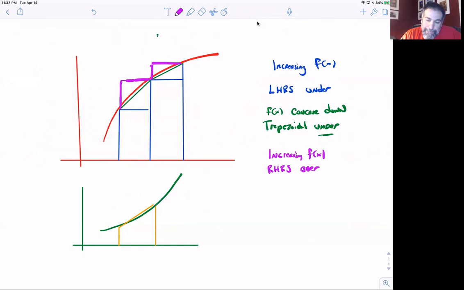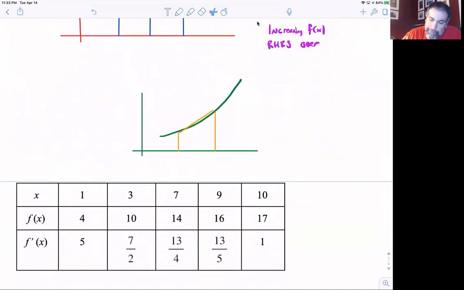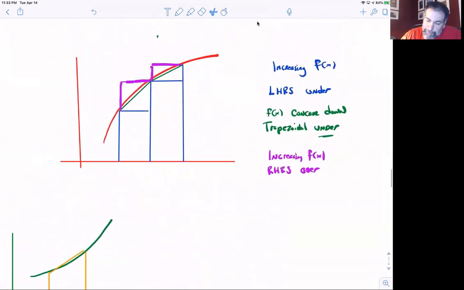So where does that leave the actual answer? Well, from this drawing, what we can tell pretty quickly, let's move this out of the way, we can see that the greatest value is going to be the trapezoidal approximation. I'm sorry, not the trapezoidal, the right-hand approximation, the right-hand Riemann sum.